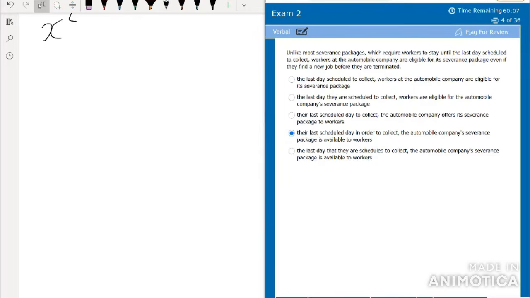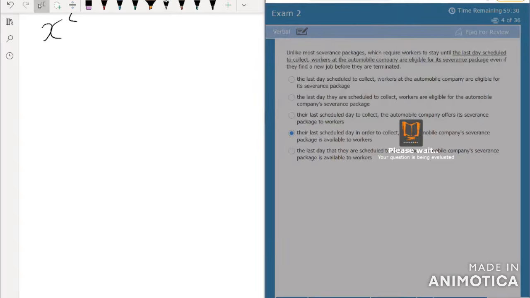So what about comparisons? Unlike most severance packages, in A, we've got comparing to workers, no. In B, we've got it comparing to workers, no. In C, we've got it compared to the automobile company, no. In D, we've got the company severance package, that's good. And E, the last day that they are scheduled to collect. Yeah, I'm preferring D. Spent quite a lot of time on that question.